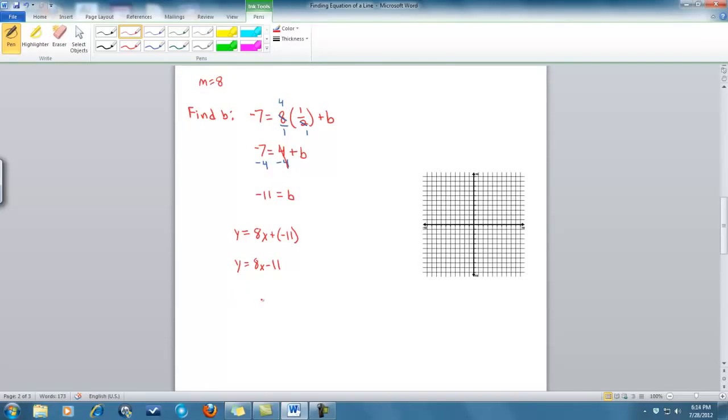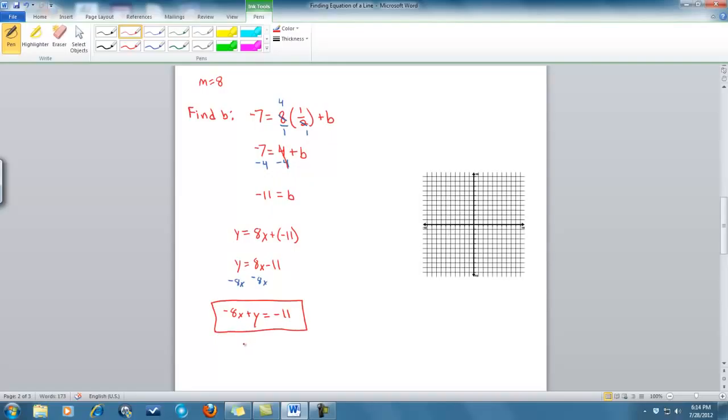To get this equation in standard form, we need to rewrite it so that both our term with the x and our term with the y are on the same side. In order to do that, we subtract the 8x from both sides. Now we have -8x plus 1y is equal to -11. And that's our standard form.